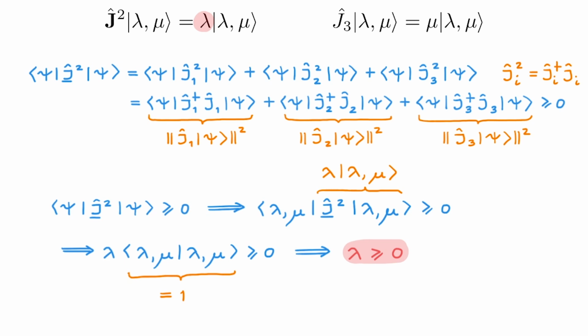If we think about this result for a moment, it actually makes sense. J squared is a physical observable that is given by the square of the angular momentum operators. Squares of real numbers are always positive or 0, so it makes sense that the eigenvalues of j squared, which are the possible outcomes of a measurement of this quantity, will also be positive or 0.